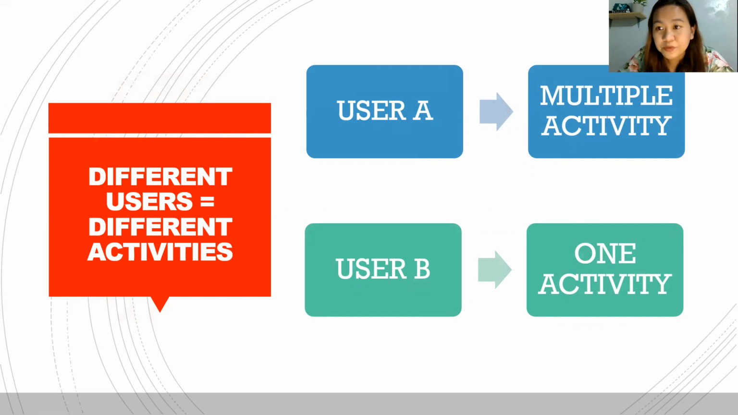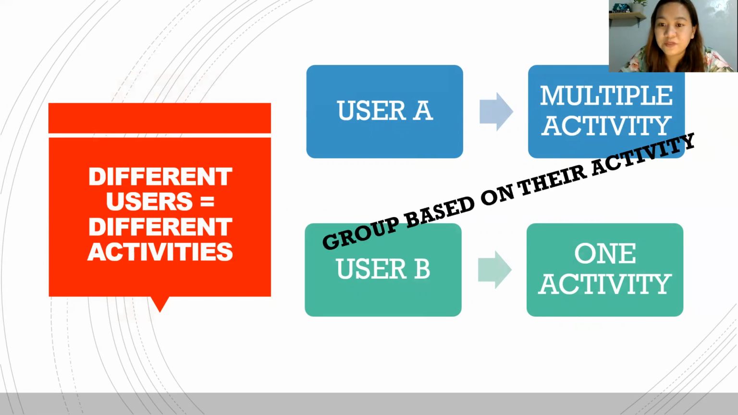So, example, user A can have multiple activities in your space or in your building while user B only has one activity. So we can group them based on their activities. Pwede natin silang i-group bago natin iplano. So kunyari, lahat ng may multiple activities, that's one group. And then the next one is isang activity lang, another group.